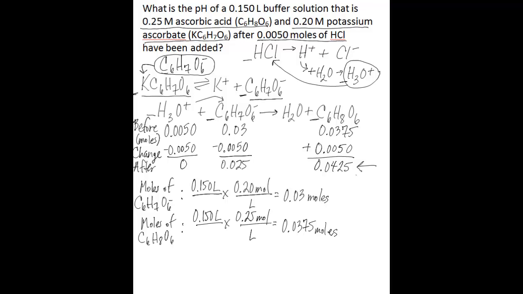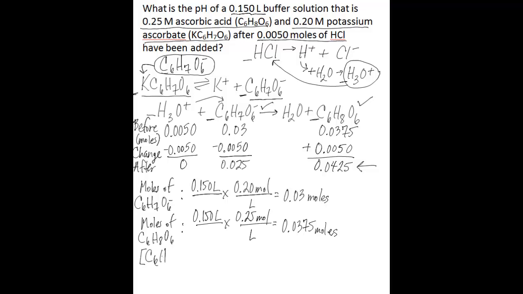So in order to find the concentration, because we only have the moles right now, to find the concentration of ascorbic acid and the ascorbate anion, you can divide by the volume that you're given. You're given that the buffer solution has a volume of 0.150 liters. So dividing moles by liter gives you moles per liter. That's molarity, that's concentration.